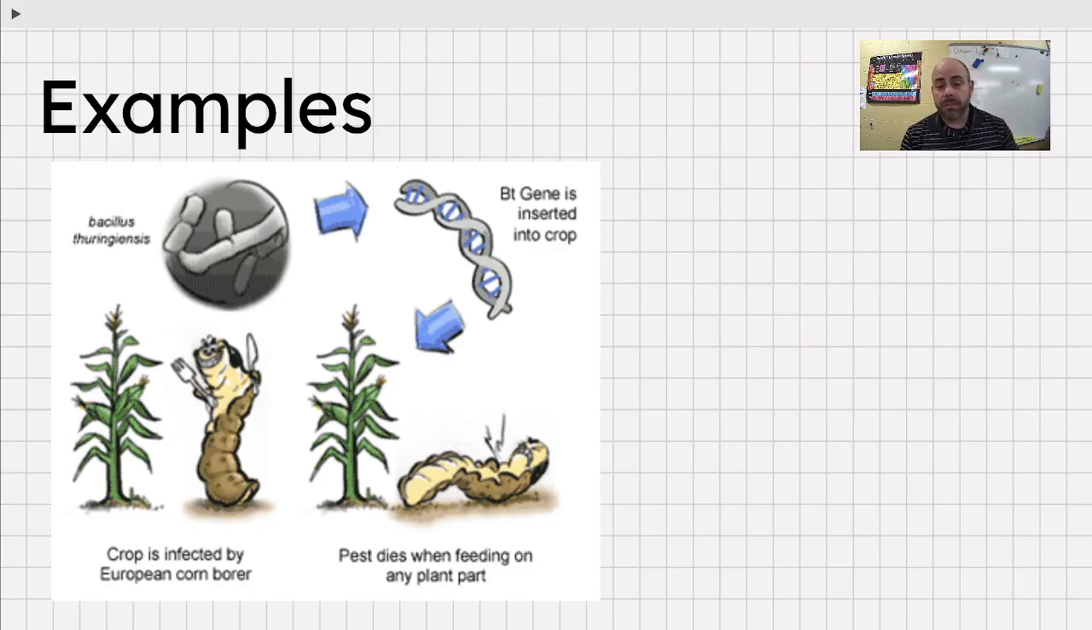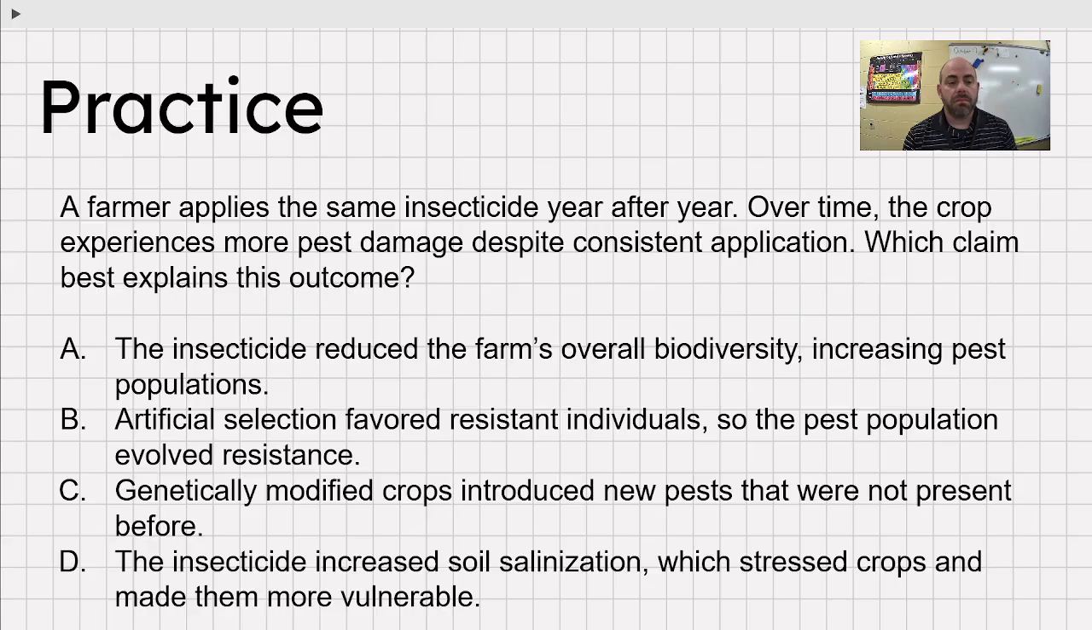So yeah, actually, a student just did a project on BT corn, which I thought was fascinating, and they actually put non-BT corn in bags of seeds of BT corn in order to sort of stave this off. So really cool. Let's look at a practice problem.